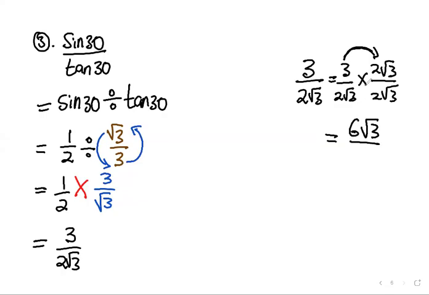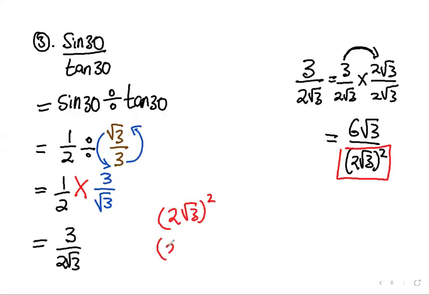Now 2 root 3 times 2 root 3 is the same as you writing 2 root 3 all squared. But the tricky part will be here now. Don't make a mistake. Let's do this aside. So we are having 2 square root of 3 all squared. That can be written as 2 square root of 3 multiplied by 2 square root of 3. Right? And then you multiply 2 times 2, it will be 4. And then root 3 times root 3 is the same as 3. Do you see? Then here it will be 4 times 3, which is 12.